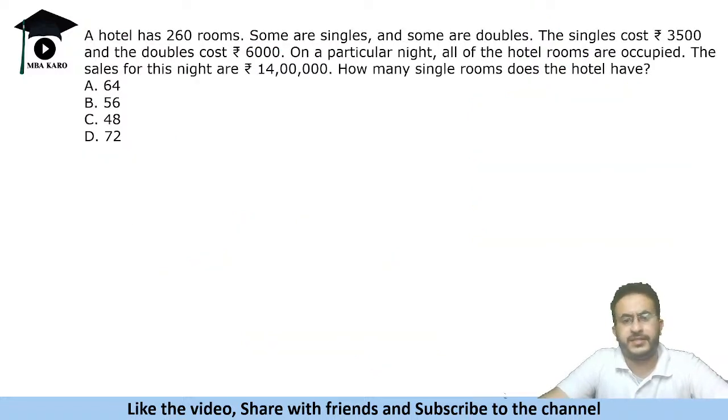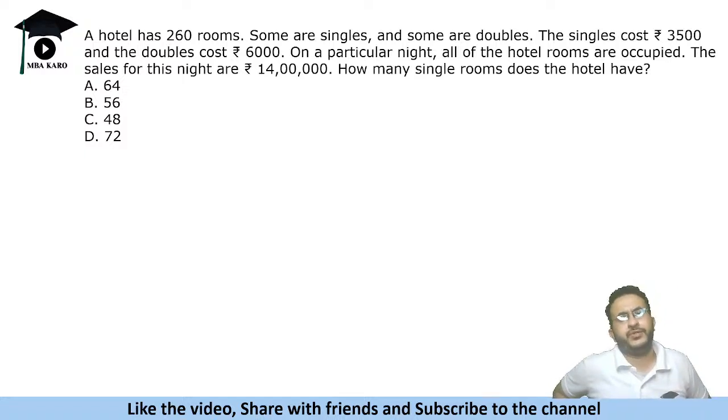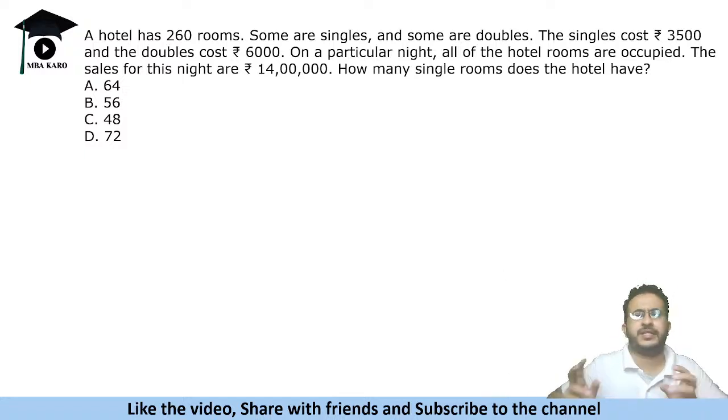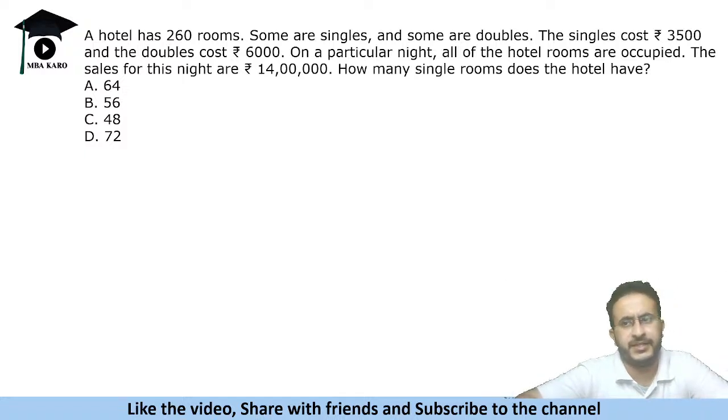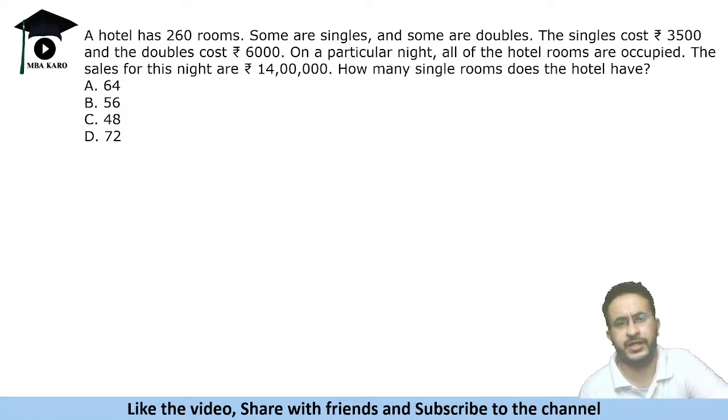Okay, now this is a problem, like a word problem you can say, using equations. So a hotel has 260 rooms. Some are singles and some are doubles. The singles cost 3,500 and the doubles cost 6,000. On a particular night, all of the hotel rooms are occupied. The sales for this night is rupees 14 lakh. How many single rooms does the hotel have?